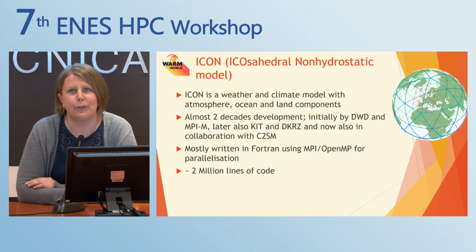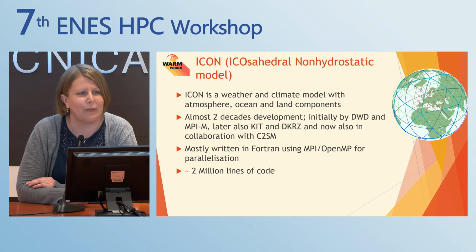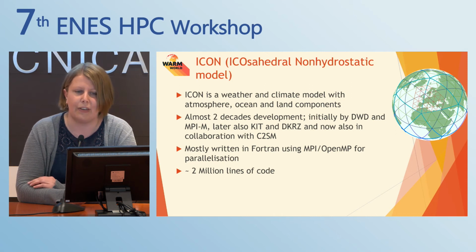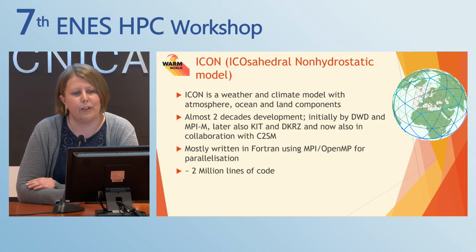And so for those of you who don't know ICON, I think most of you will already know it, just a quick overview. ICON stands for icosahedral non-hydrostatic model, and it is a weather and climate model with atmosphere, ocean, and land components. It has been developed now for almost 2 decades, initially by the German Weather Service, DWD, and the Max Planck Institute for Meteorology, and later also the Karlsruhe Institute of Technology and the German Climate Computing Center, DKRZ, joined as official partners. And now there's also a close collaboration with the C2SM in Switzerland. The model is mostly written in Fortran and uses MPI and OpenMP for parallelization. And it has around 2 million lines of code.